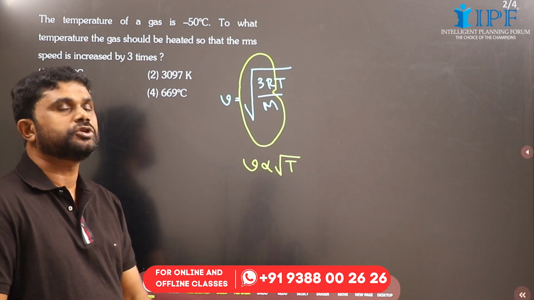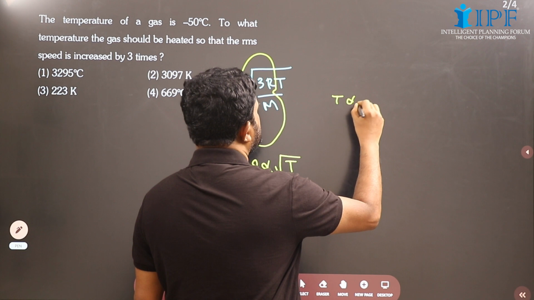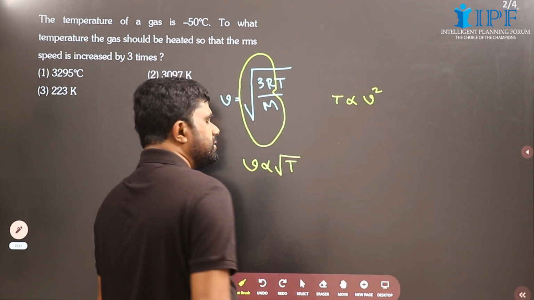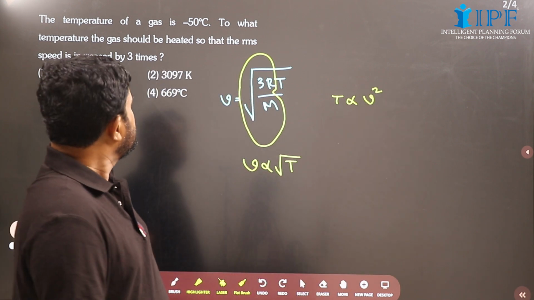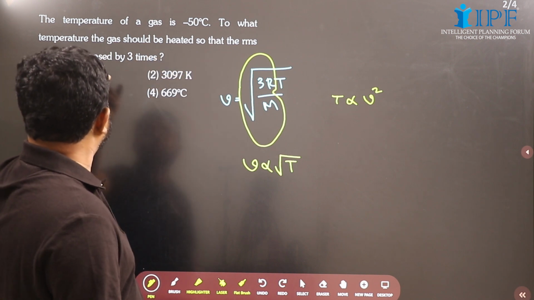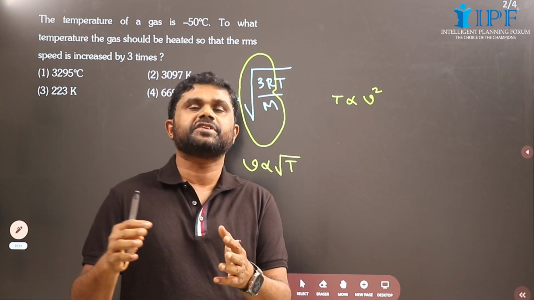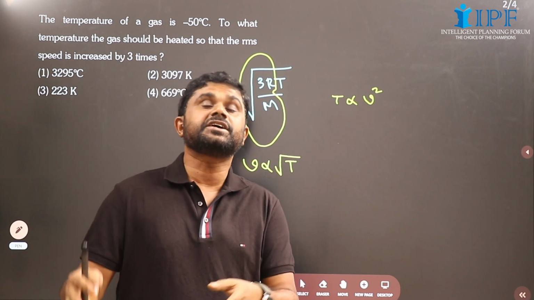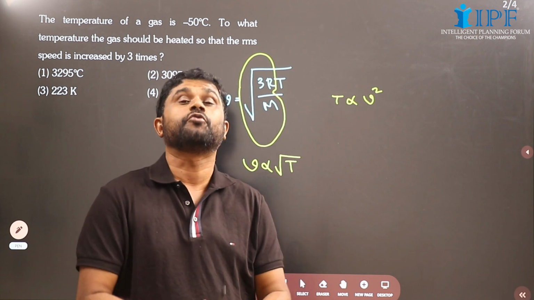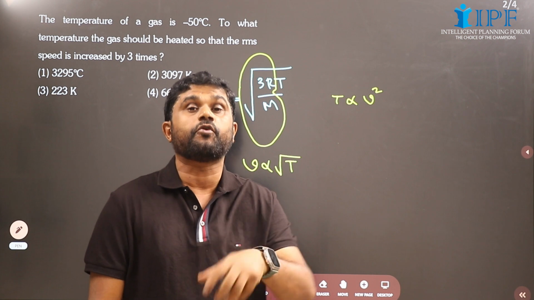So V is proportional to root T, or we can say T is proportional to V square. Now the question: to what temperature should the gas be heated so that the RMS speed is increased by 3 times? Initially it is V, and it is increased by 3V, so it becomes 4V. Increased by 3 times means it becomes 4 times.